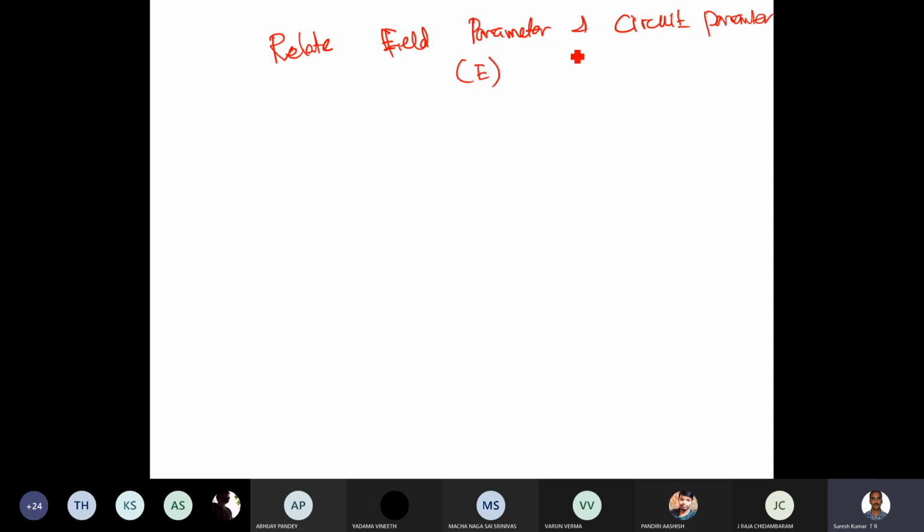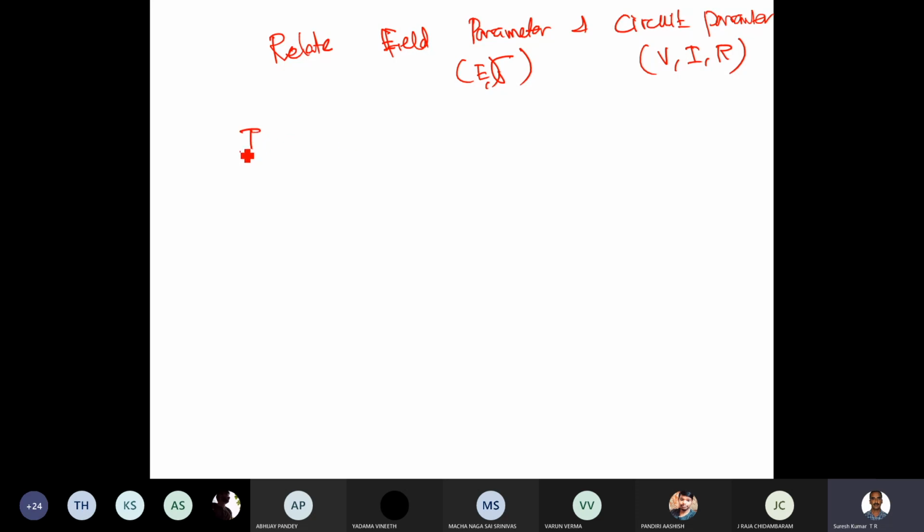Now we have voltage, we have electric field, and we are talking about the current. Now let us try to relate the electric field, or field parameters, and circuit parameters. Field parameters mean electric field; circuit parameters mean voltage, current, resistance. I can even include conductivity here; resistivity will be its inverse. We will try to relate them.